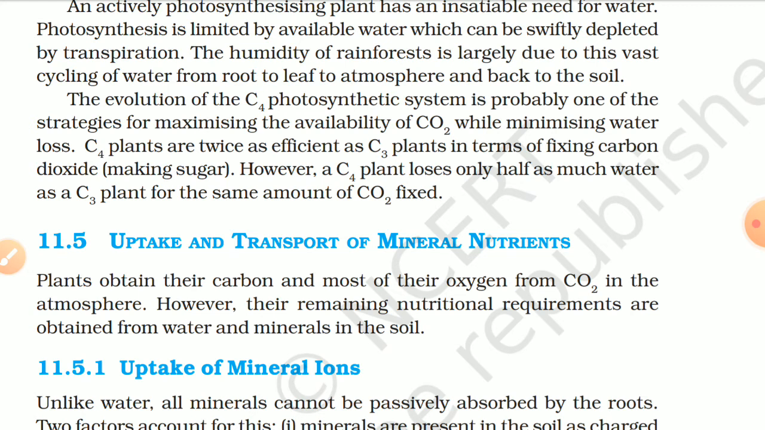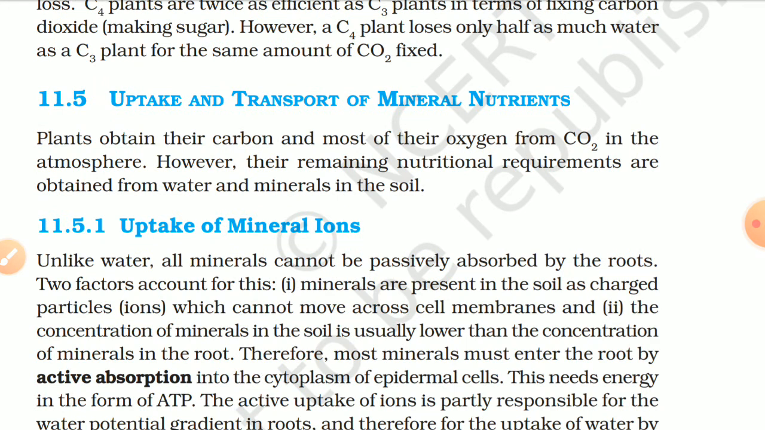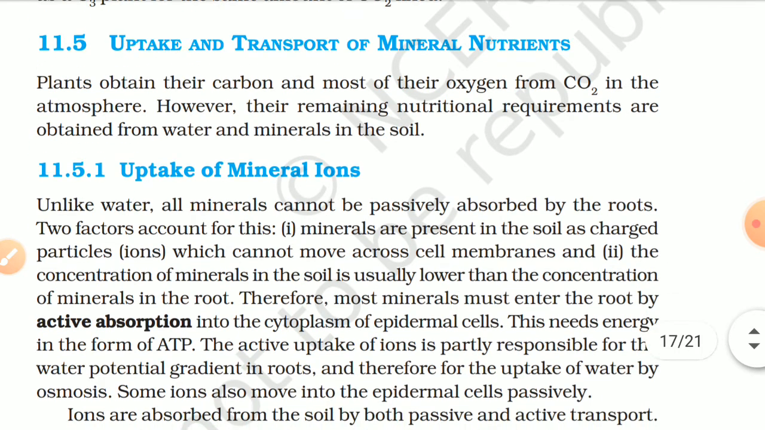C4 plants are twice as efficient as C3 plants in terms of fixing carbon dioxide, making sugars. However, a C4 plant loses only half as much water as a C3 plant for the same amount of CO2 fixed. 11.5 Uptake and transport of mineral nutrients. Plants obtain their carbon and most of their oxygen from CO2 in the atmosphere. However, their remaining nutritional requirements are obtained from water and minerals in the soil.